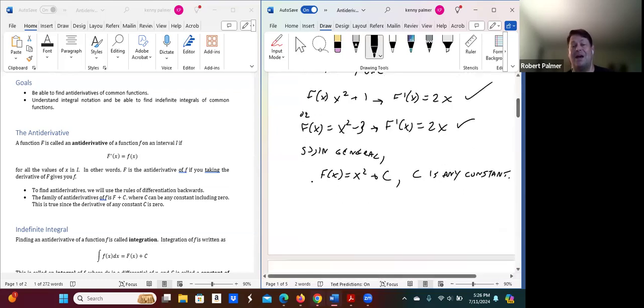So all these are what are called antiderivatives. This is what this next point over here says: the family of antiderivatives of f is F plus C, where C can be any constant, including 0. Once again, that's true because the derivative of any constant is 0. So there's a whole family of these. Now, graphically, let's think about what that means. Let's go to Desmos for a minute.